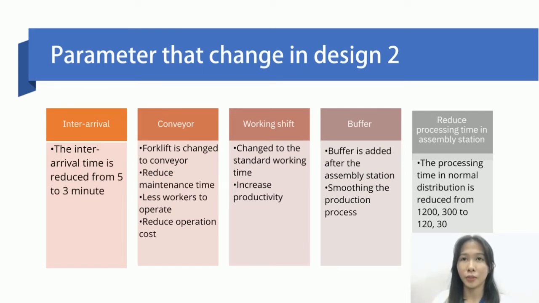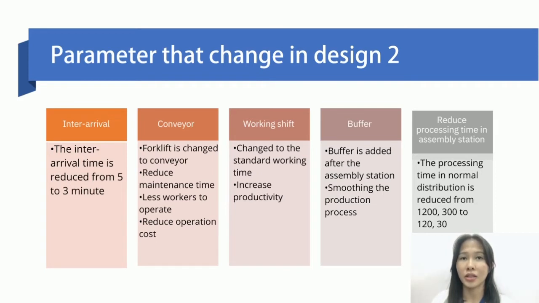For improved model 2, inter-arrival time is reduced from 5 to 2 minutes. Same as the improved model 1, conveyor is used to substitute the forklift. The working shift is also used to change the standard working time, which will improve the worker condition, and productivity will also be increased at the same time.